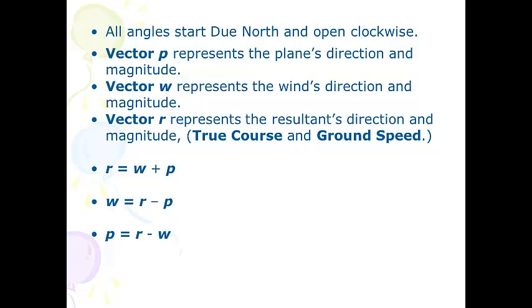And then you notice we have some equations down here. The resultant is equal to the plane plus the wind. But then if you just do a little algebra, you'll find that the plane is equal to the resultant minus the wind, and you'll see that the wind is equal to the resultant minus the plane. And I think that'll make more sense as we get going here.